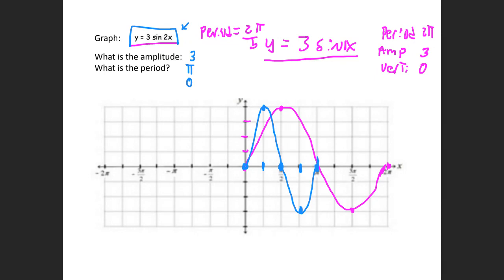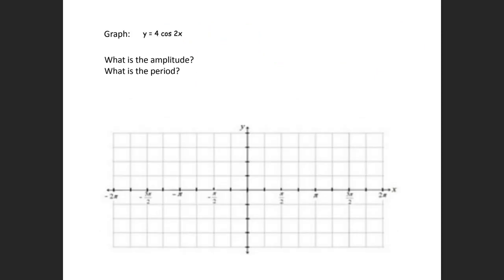Not too bad yet, right? It's not that bad. All right, so let's take a look. This is a cosine graph. What is the amplitude in this problem? What's my amplitude? 4. Agreed, that is 4. What is the period?